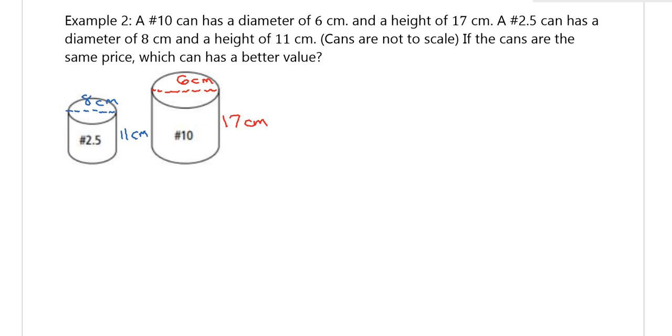If the cans are the same price, which one has a better value? So let's say these are cans of tomatoes, or whatever you like to eat. That's what's in this can. I want to know which one I want to buy. They're the same exact price. So I'm going to find the volume of both of these to see which one's going to give me more. So let's start with the number 2.5 can.